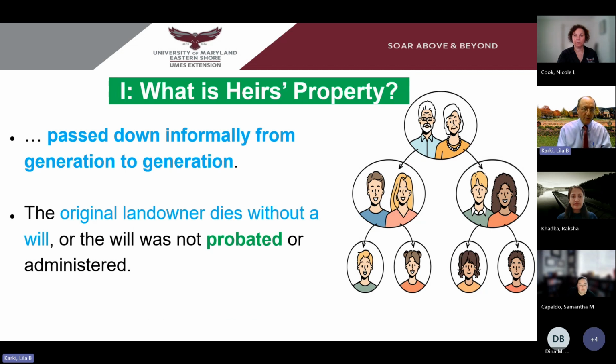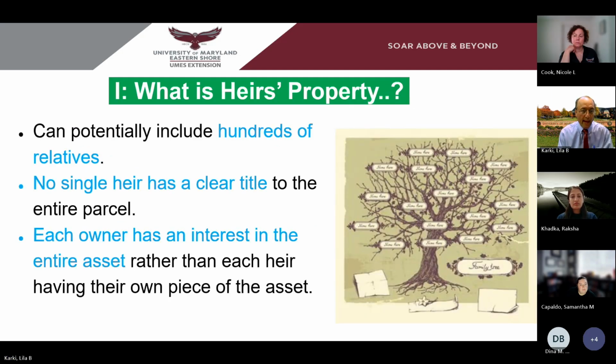And heirs property is like the property passed down informally from generation to generation, and the original landowner dies without a will, or the will was not probated or administered. That's why that was not considered a legal document. And this can potentially include hundreds of relatives, can be any number, 20, 50, 100, 200, but no single heir has a clear title to the entire parcel, but each one has interest in the entire asset rather than just a fraction of their share.